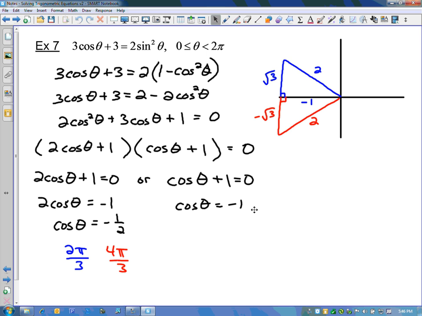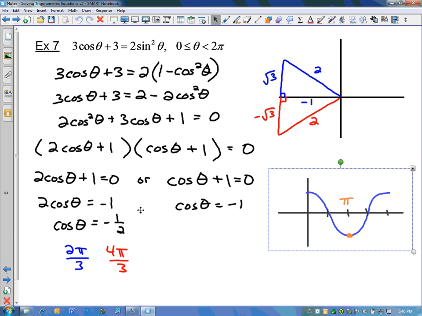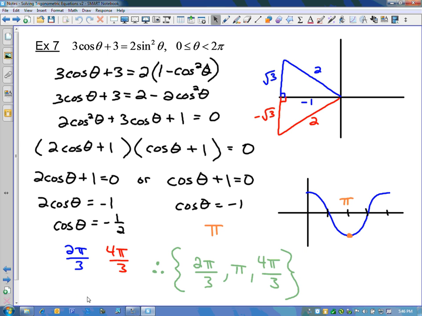The negative one you should recognize as a quadrantal angle. So if we look at the graph, cosine is negative 1 right in the middle, which is at pi. So that will be the value for that one. Again, these are just potential answers until we check them in the original equation, but when we do plug them in, you'll find that they all do check out, so therefore our solution set is 2 pi over 3, pi, and 4 pi over 3.